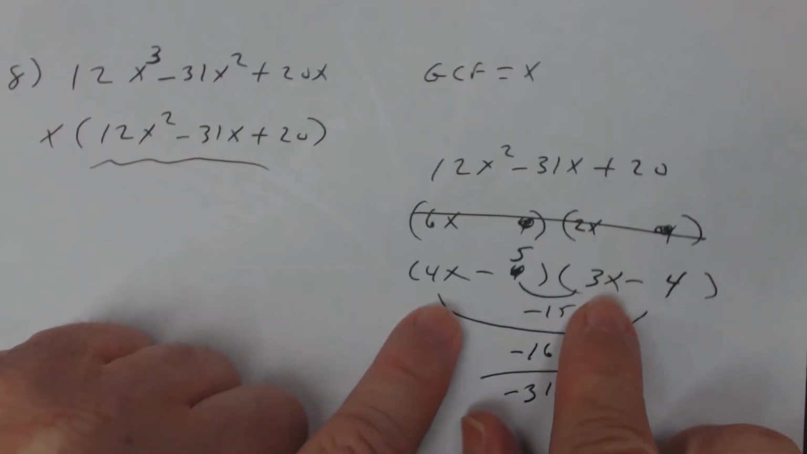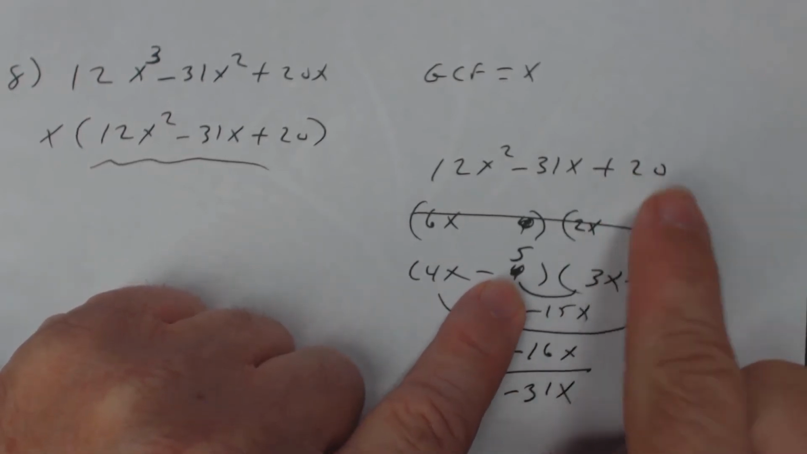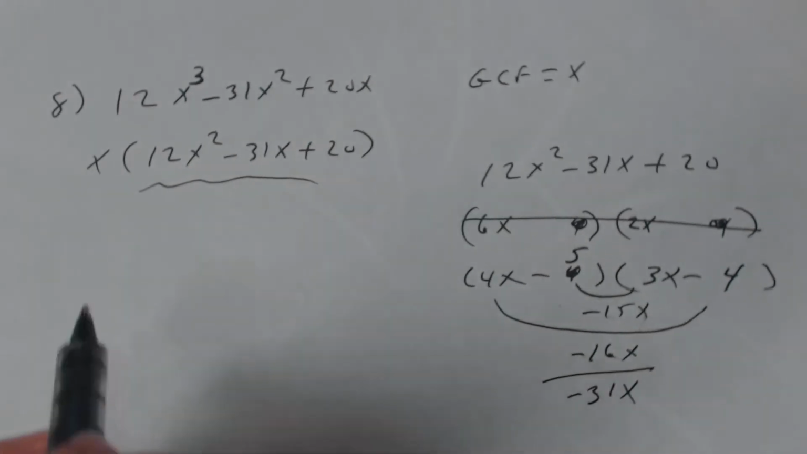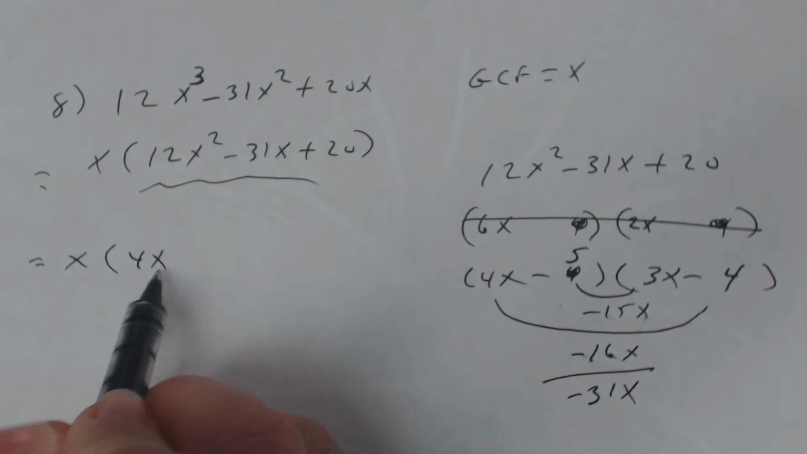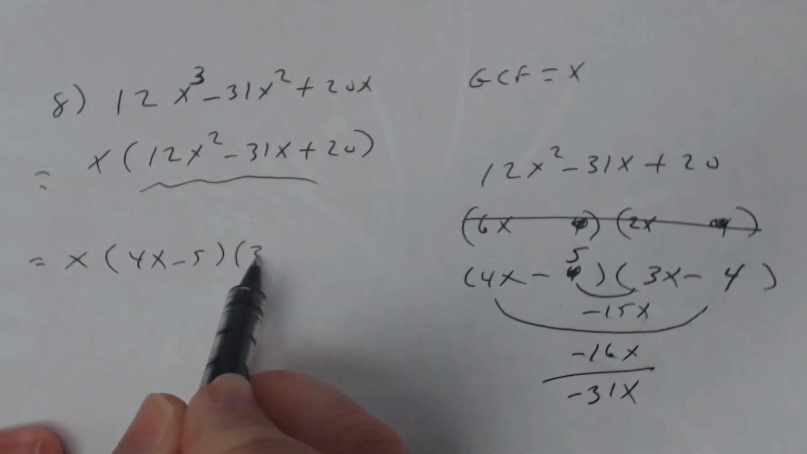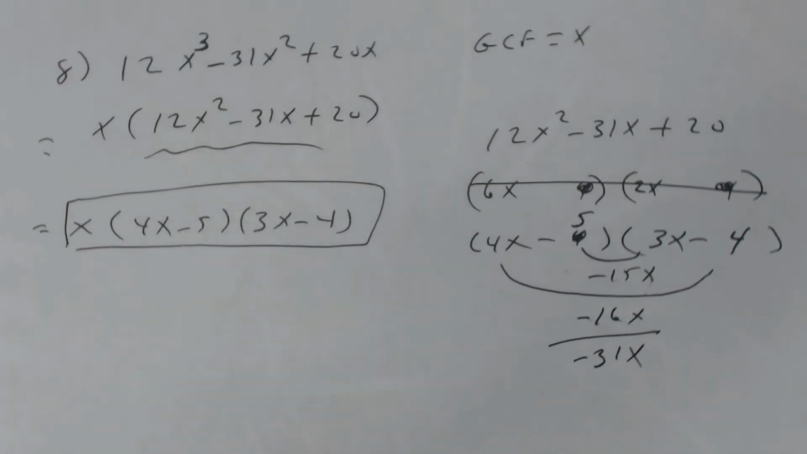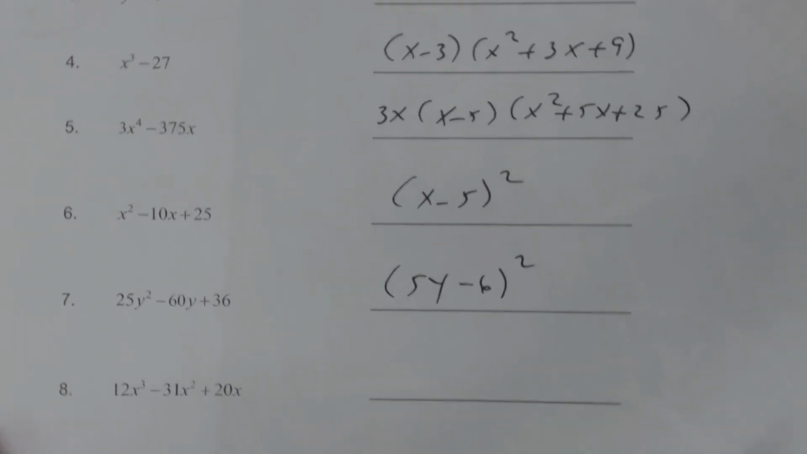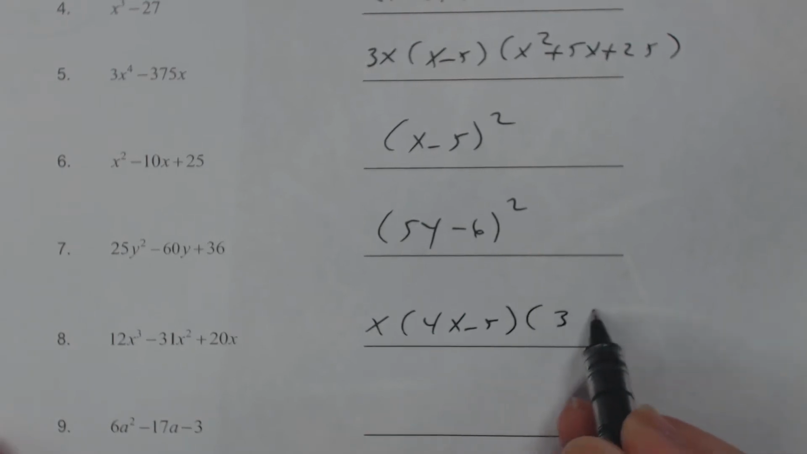So 4x times 3x is 12x squared. A negative 5 times a negative 4 is a positive 20. And the outer and the inner gives me this middle term. So I'm going to get x times 4x minus 5 times 3x minus 4. So that's number 8. So number 8, you get x times 4x minus 5 times 3x minus 4.